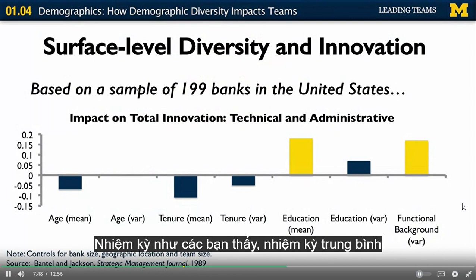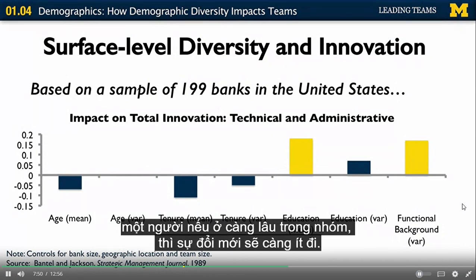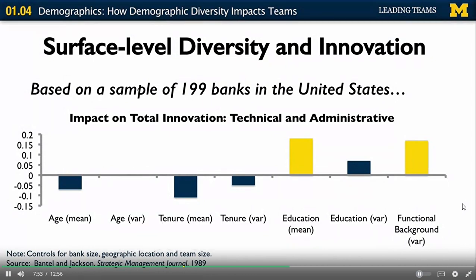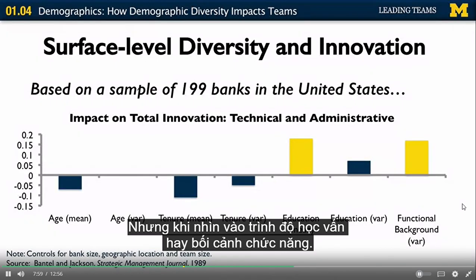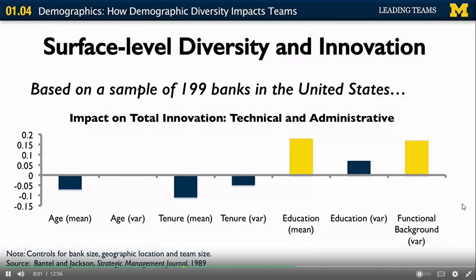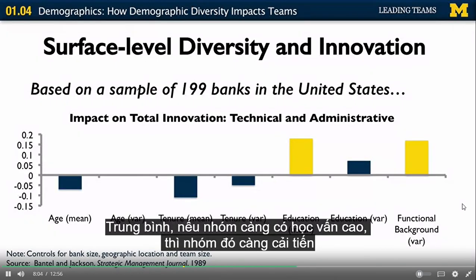Tenure, you can see here, average tenure, the longer the people have been with the team, the less innovation you see. And the greater the variability in tenure, the less innovation you see. But then look at education and functional background. On average, the more educated the team, the more innovative.